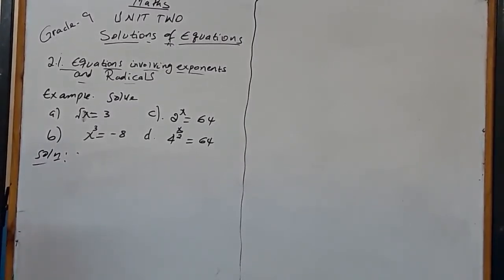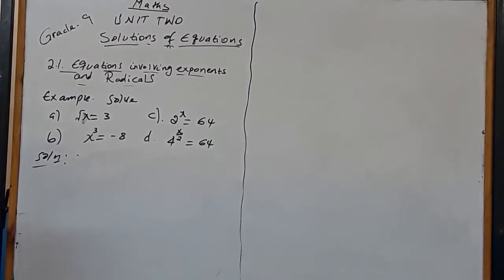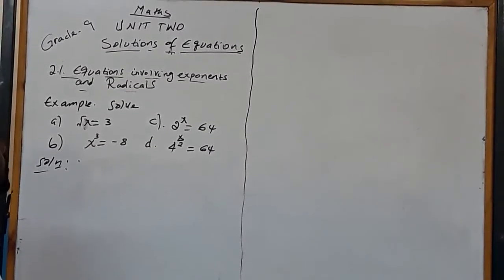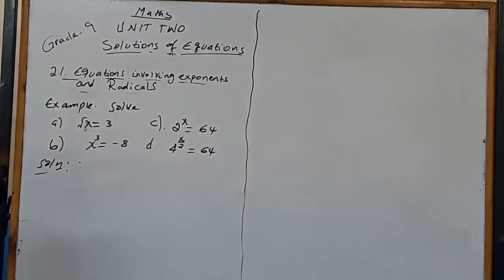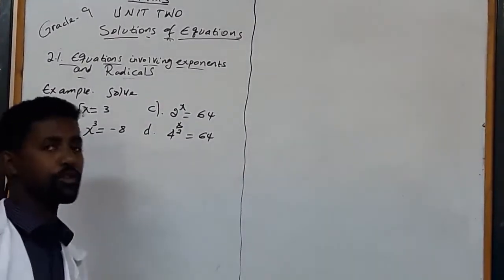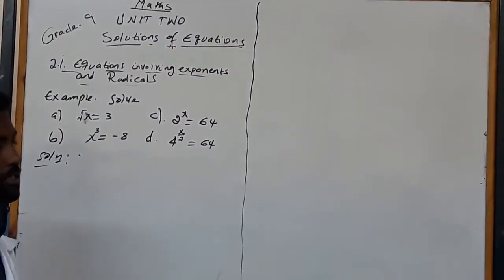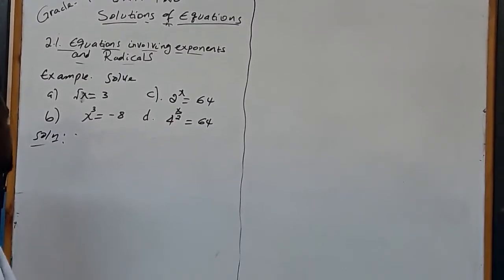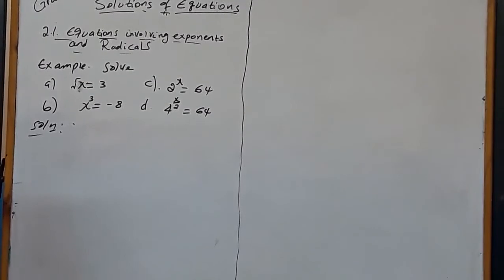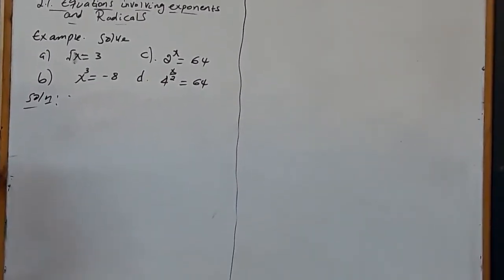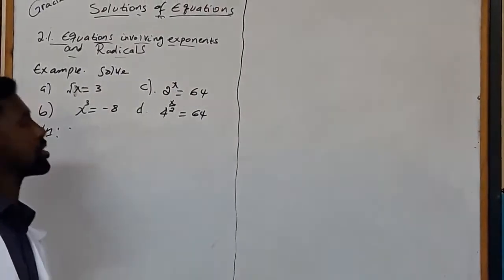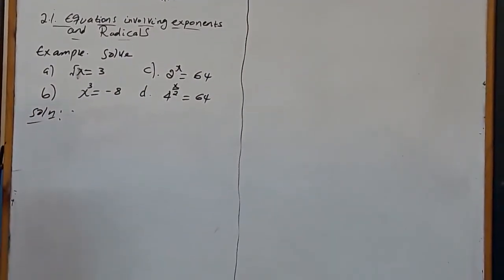Before we see each topic of Unit 2, let me talk about what the components of Unit 2 are. The first section is about equations involving exponents and radicals. The second section talks about systems of linear equations in two variables with their solutions, with different techniques of solutions.